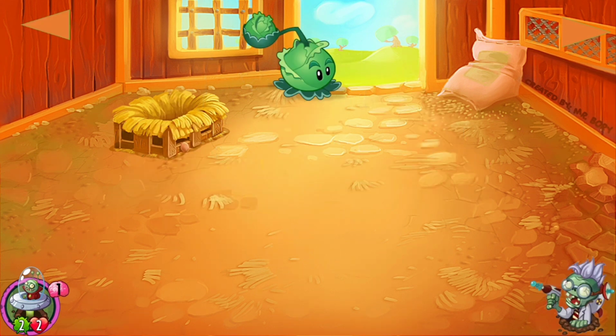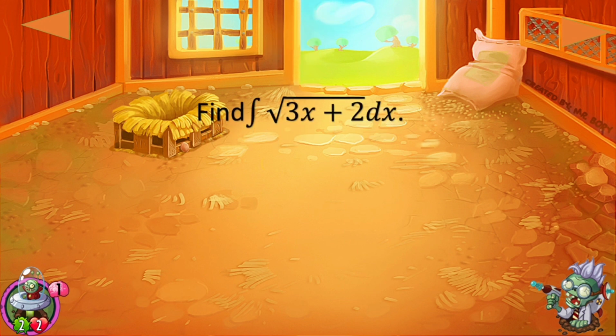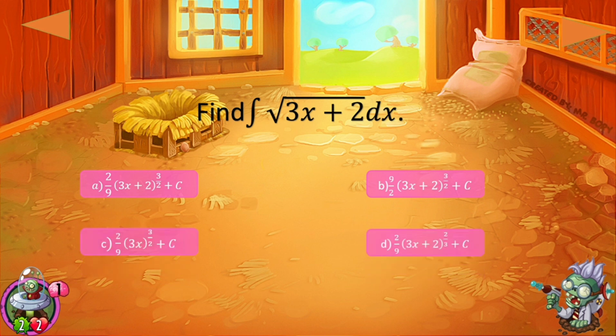And for the seventh number, find the integration of 3x plus 2 square root of 3x plus 2 dx. So A, 2 over 9 times 3x plus 2 raised to the power of 3 halves plus c. Or B, 9 over 2 times 3x plus 2 raised to the power of 3 halves plus c. C, 2 over 9 times 3x raised to the power of 3 halves plus c. Or D, 2 over 9 times 3x plus 2 raised to the power of 2/3 plus c. So this is your answer.